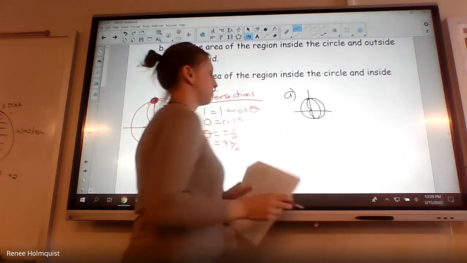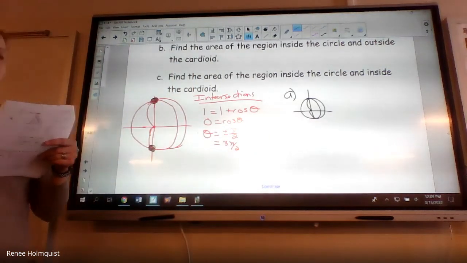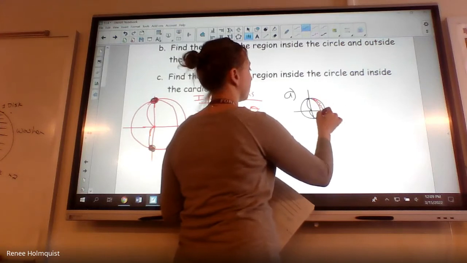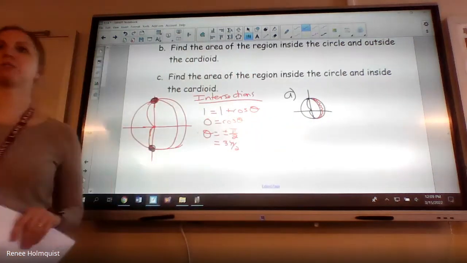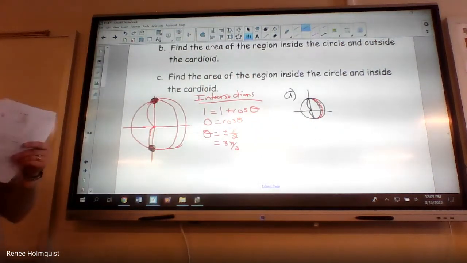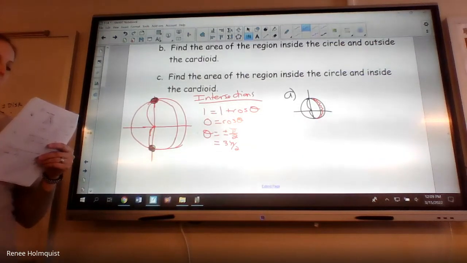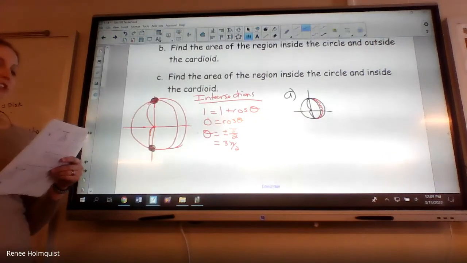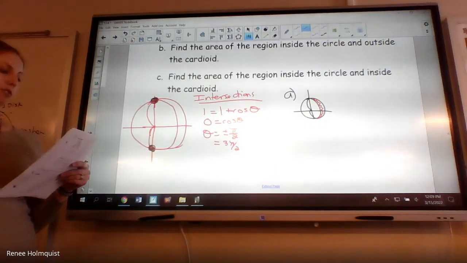Okay, that sketch was actually better than the first one. So we actually want the region outside the circle, inside, so we want this part right here. And that's what that's describing. Doesn't it say inside the circle? No, outside. Outside the circle for A, this is A. Yeah. Outside the circle and inside the cardioid.